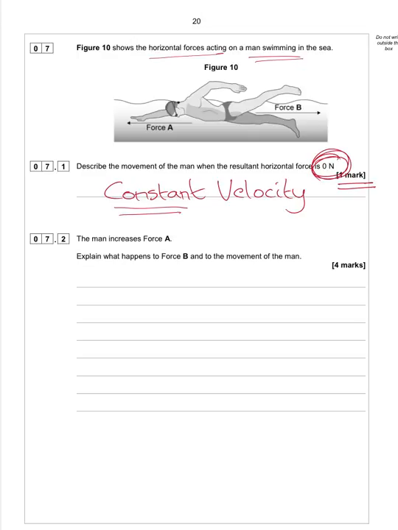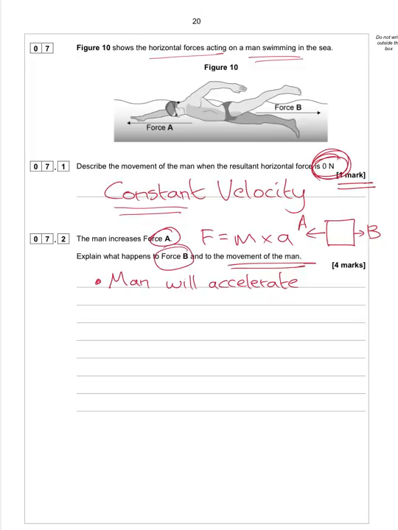The man increases the force A. Explain what happens to force B and to the movement of the man. So you have to explain what happens to force B and to his movement. Okay, so first of all, if the man increases force A, we know that force is equal to mass times acceleration. With an increase in force A, there is now going to be a resultant force to the left because A is going to be bigger than B. So that's clearly the first thing to say, that the man will accelerate.